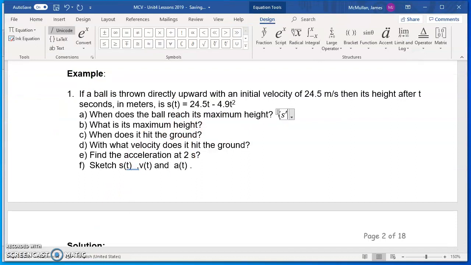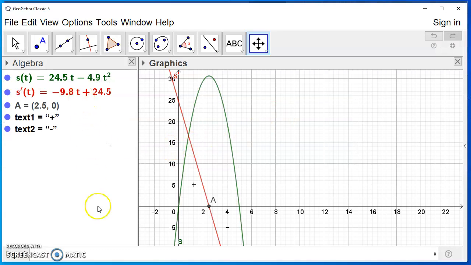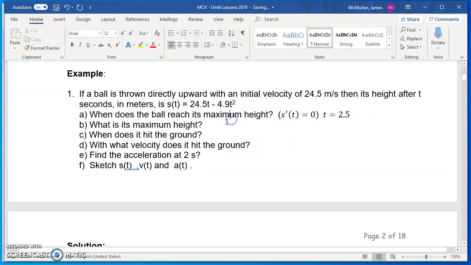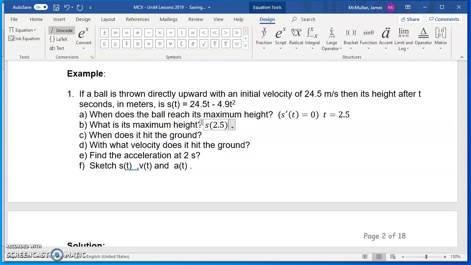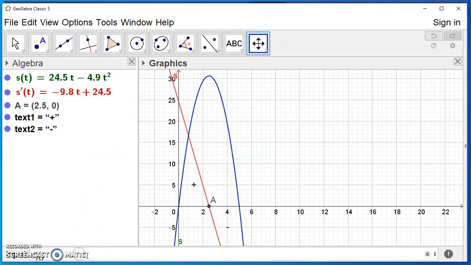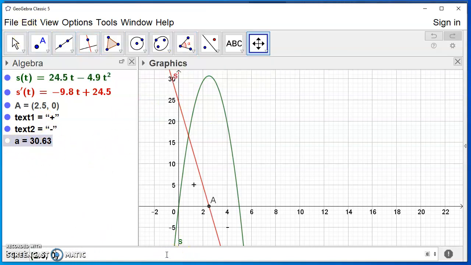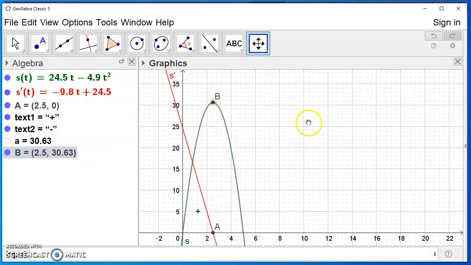So for example, s prime of t equals 0, and we find that that's true when t equals 2.5. So we'll just write that down. That gives us a velocity function s prime of 0. What is the maximum height? Of course, it would be s of 2.5 itself. You plug it in and find out, so we'll just quickly do that. S of 2.5 returns 30.63, so again, just plot that point up there, and that's where we find the max.